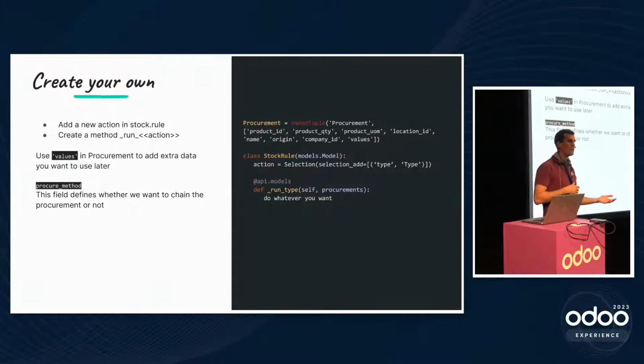So at this point, for example, you could do a call to an external API to tell them that you are preparing some package to boat, or you are buying from this supplier, and you get as argument the procurement. So it's a procurement that triggers the rule, and it contains the product, the quantity, and the values for it.